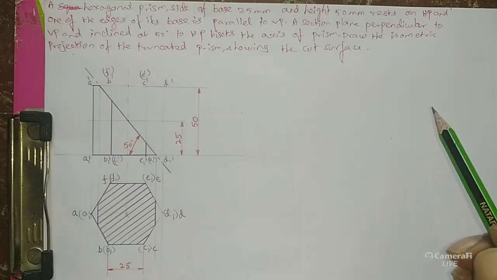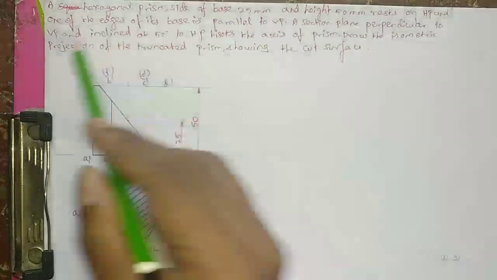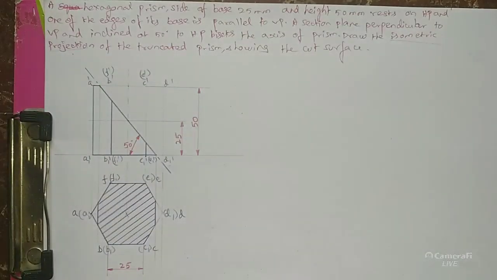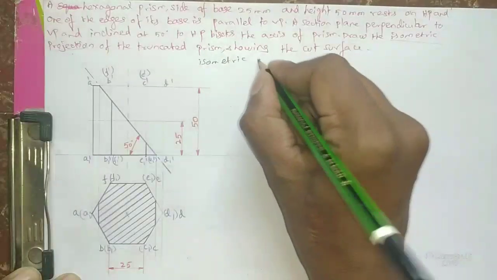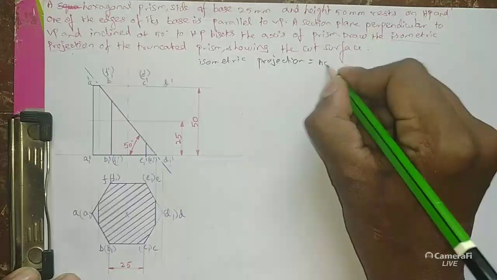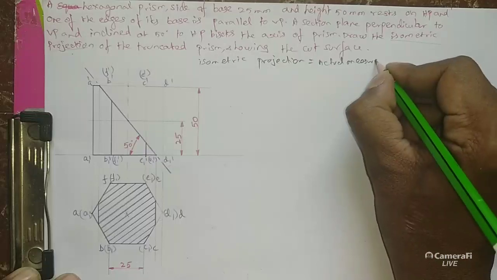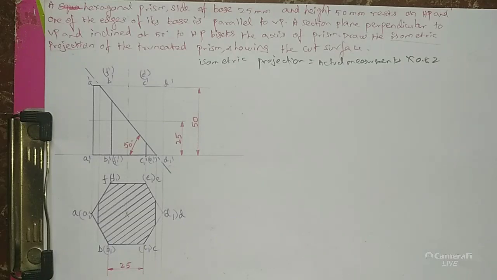So here the given object is a hexagonal prism. For the hexagonal prism, we have been asked to sketch the isometric projection. To sketch the isometric projection, we have to convert the actual length into isometric length by multiplying, for example, isometric projection is equal to actual length into 0.82. So starting itself, we have to convert.